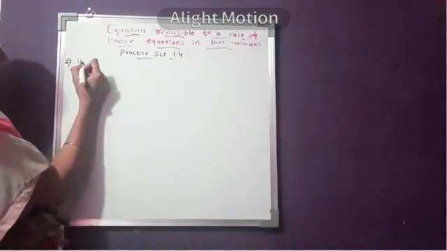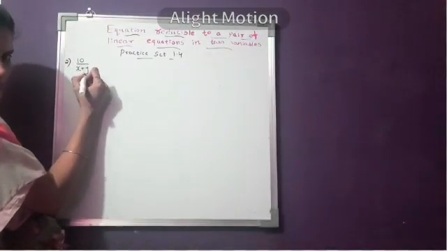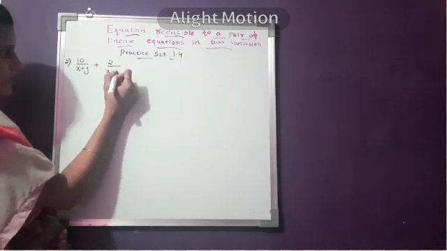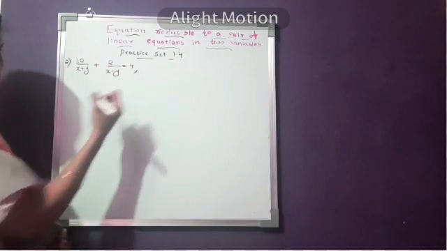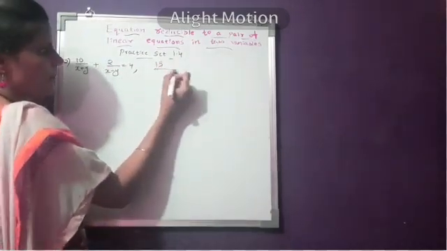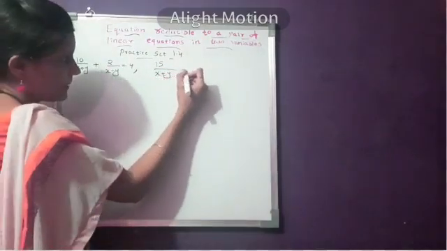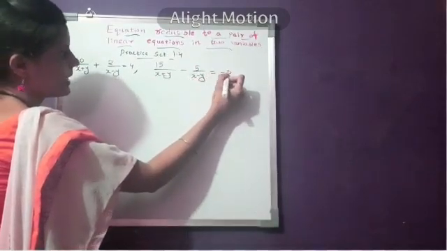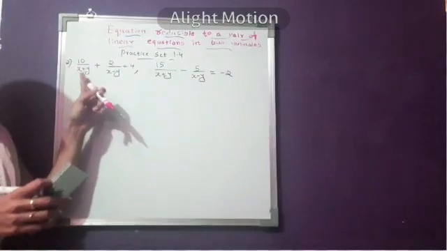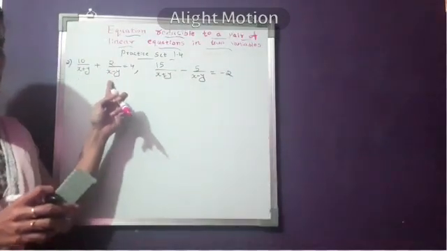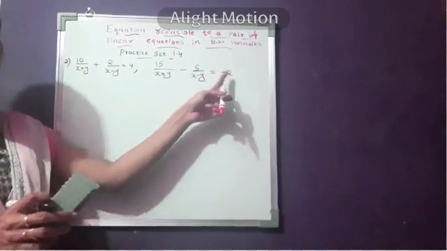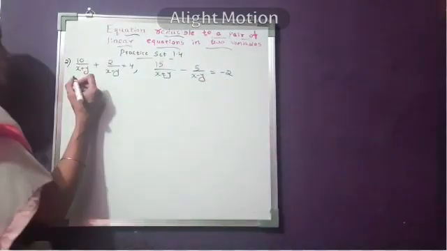Our second sum, it has been given: 10 upon x plus y plus 2 into x minus y is equal to 4. Then 15 upon x plus y minus 5 by x minus y is equal to minus 2. Solution.